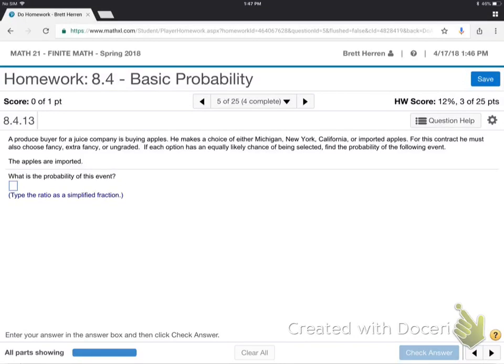All right, so here we go, 8.4. Number 5, a produce buyer for a juice company is buying apples. He makes a choice of either Michigan, New York, California, or imported. For this contract, he must also choose fancy, extra fancy, or ungraded. If each option has equal likely chance to be selected, find the probability of the following event. Apples are imported.